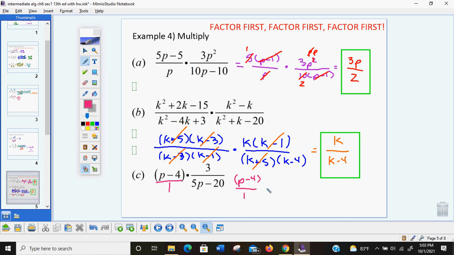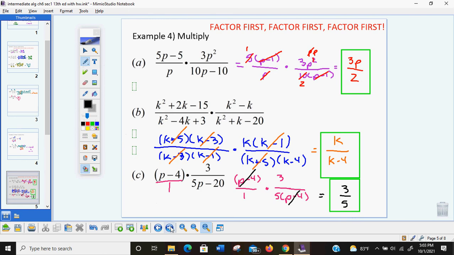On this side, I can't do anything with the 3, so we'll leave the 3. On this one, I can factor out a 5. I can take out a 5, and then I'm left with p minus 4 if I divide both of those by 5. Now let's look at it. Cancel up and down if you can. We can't. I can't cancel anything this way, but I can cancel the p minus 4s this way. Now all I'm left with is a 3 on top and a 5 on bottom. Everything else canceled out.